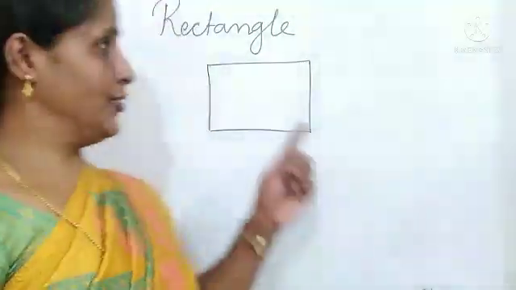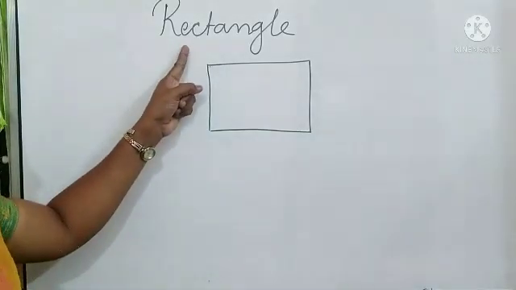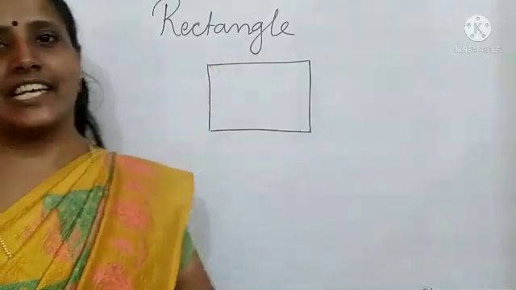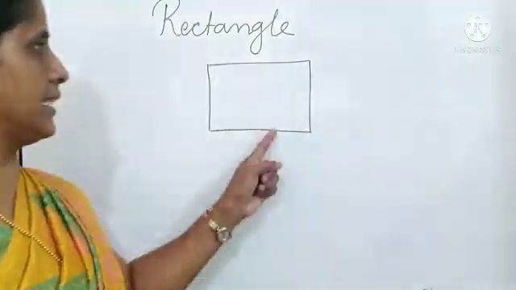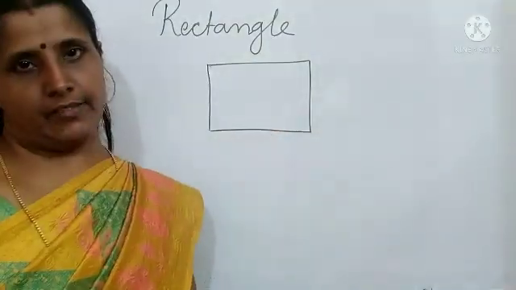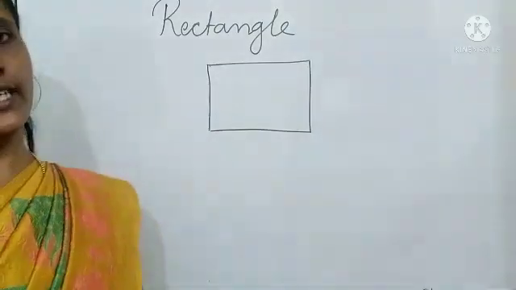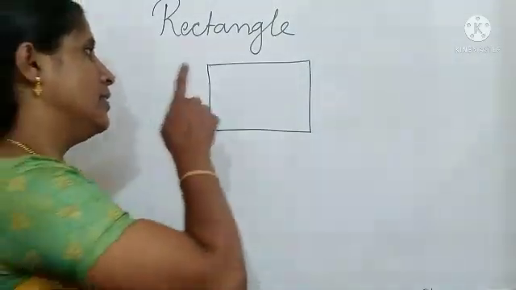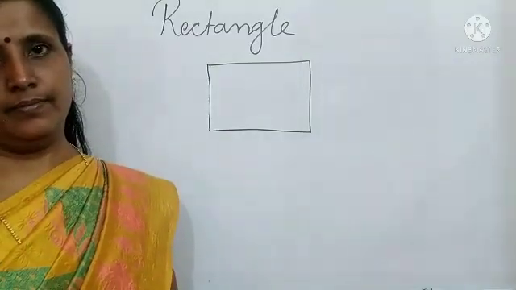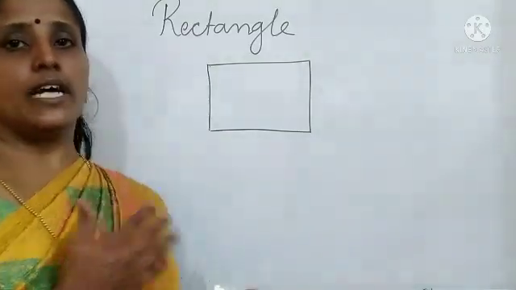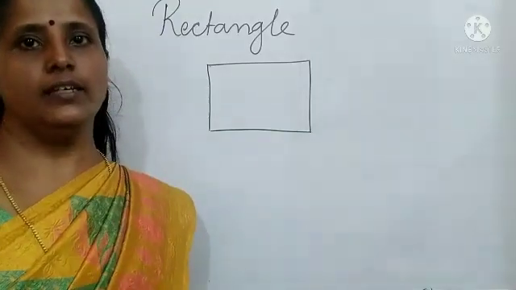Next, I can show you which picture? Yes, rectangle. What is the specialty of rectangle? Yes, opposite sides are equal. Opposite sides are equal. So, how can we find out the perimeter of the given figure? So this figure also we have to use formula.